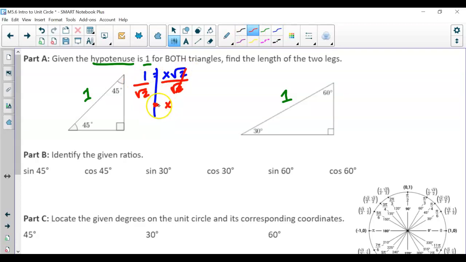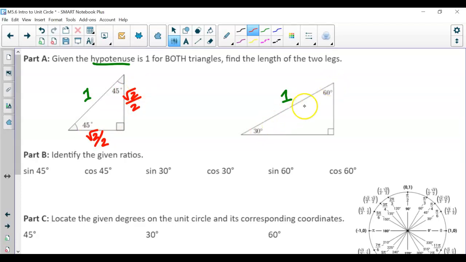Then x is equal to, we need to rationalize, right? Multiply by radical 2. So this is radical 2 over 2. So if one leg is radical 2 over 2, then the other leg is also, right, radical 2 over 2. So that's our 2 legs here with a hypotenuse of 1.